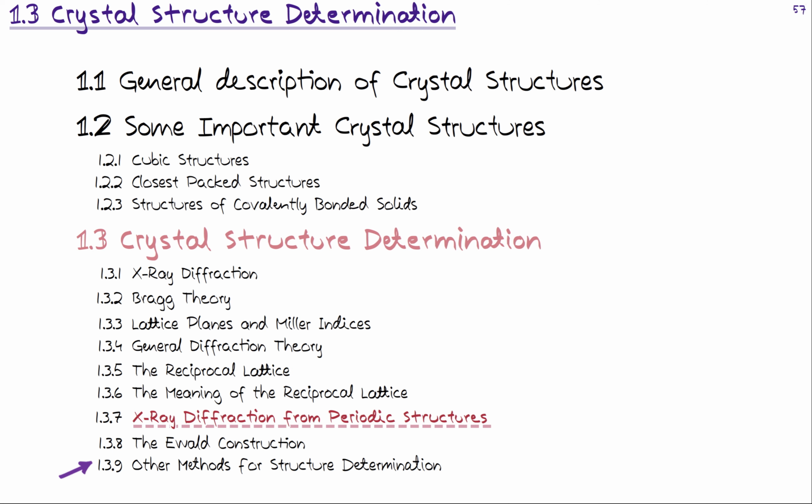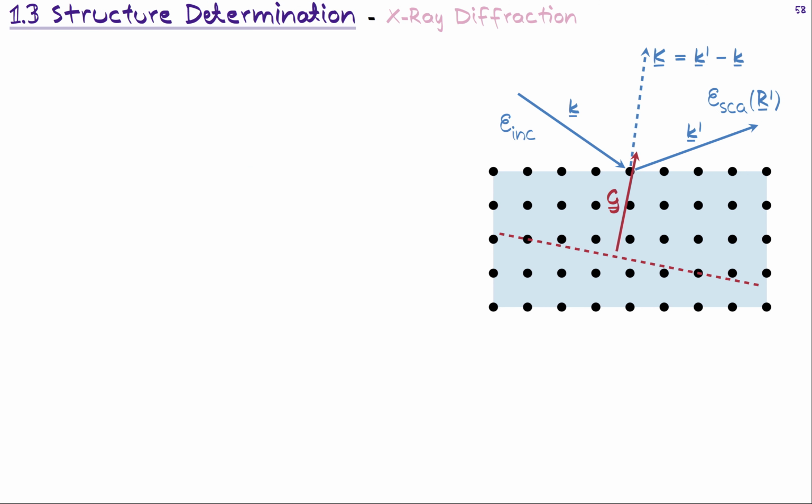And finally, in the final part, we will briefly mention and discuss other methods that can be used to determine different periodic structures. So that's what we will be covering in this final part of the lecture. We will return to the original X-ray diffraction problem.